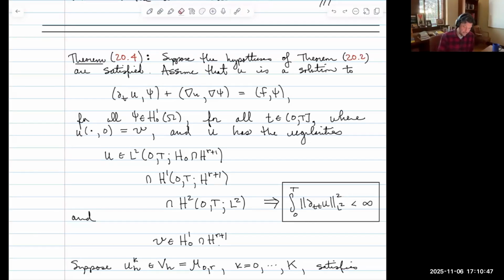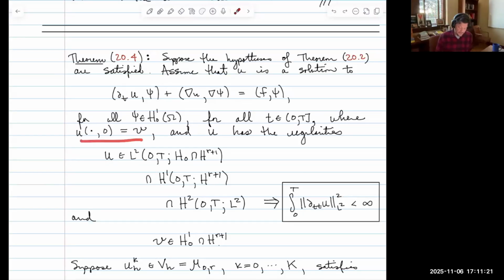So here's the statement of it. Suppose that the hypothesis of 20.2 are satisfied. So that's that regularity assumption, so that we know that the Ritz projection has certain nice approximation properties. Assume that u satisfies this weak formulation of the diffusion problem. Again, I don't need to use the dual pairing here because I'm going to boost the regularity of that so that it's a regular function.